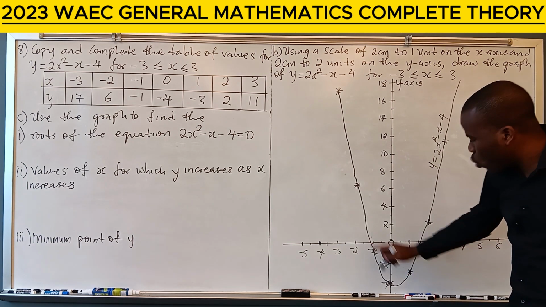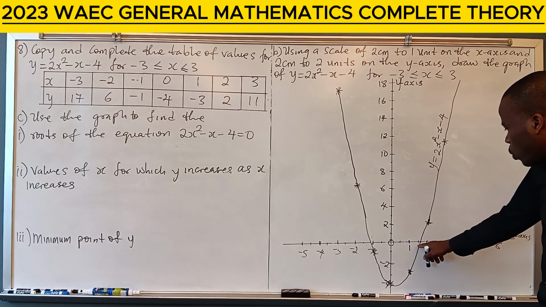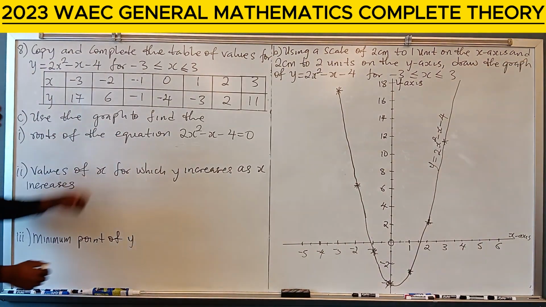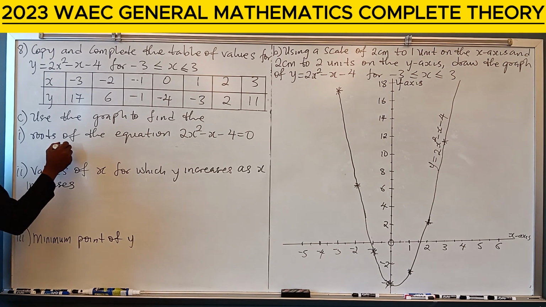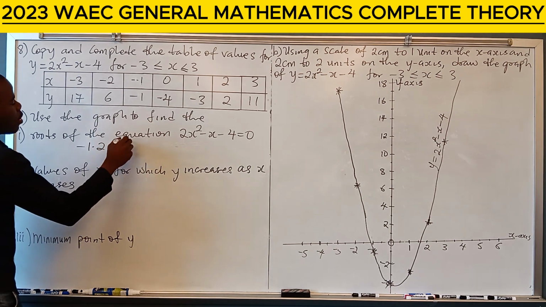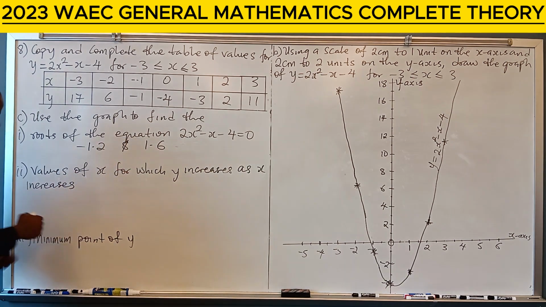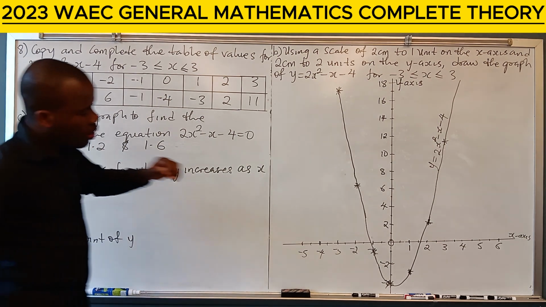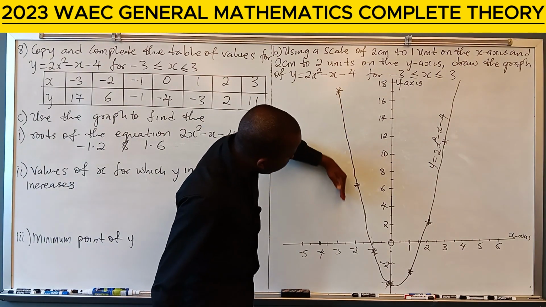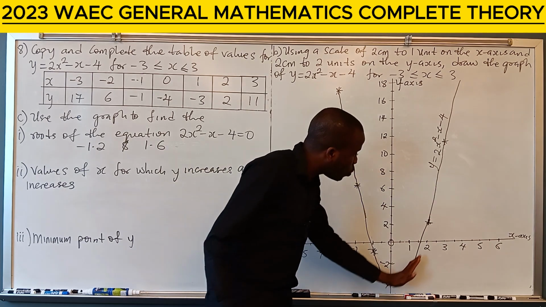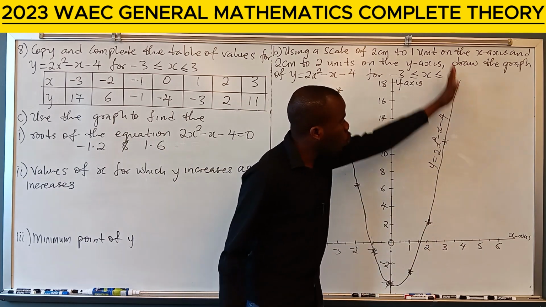This is about minus 1.2 and this is about 1.6. So the roots of the equation are minus 1.2 and 1.6. The next question is the values of x for which y increases as x increases. This is the point where y is decreasing. But this is the point where y is increasing and x is also increasing.